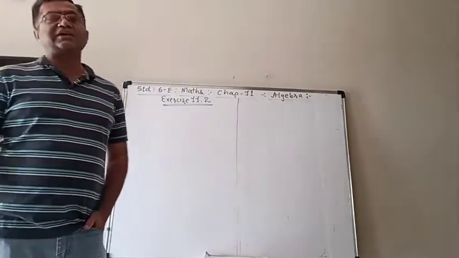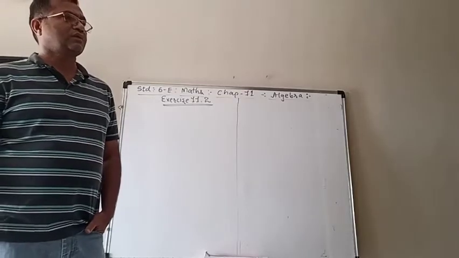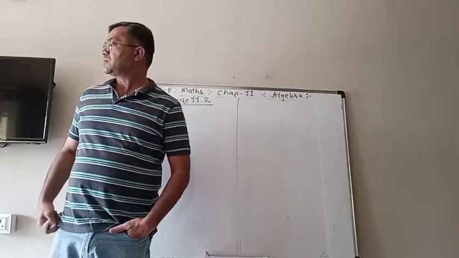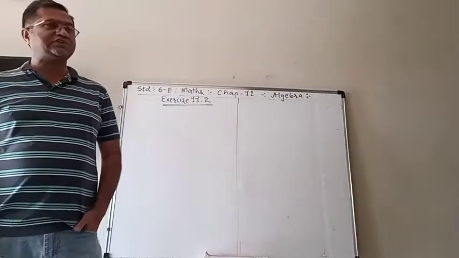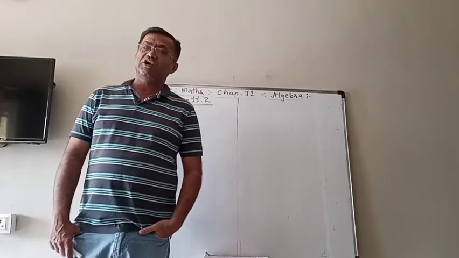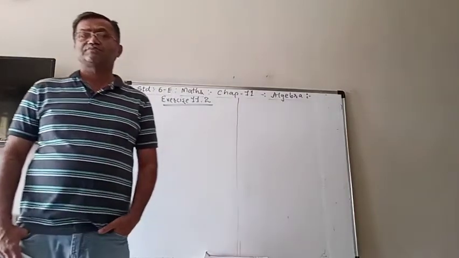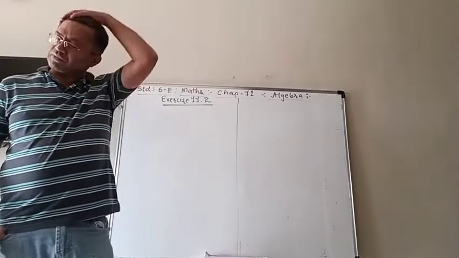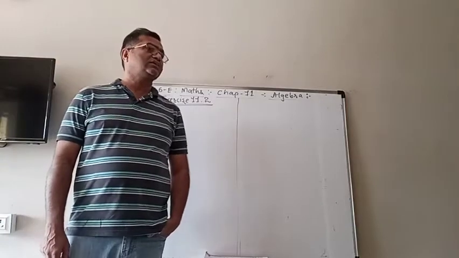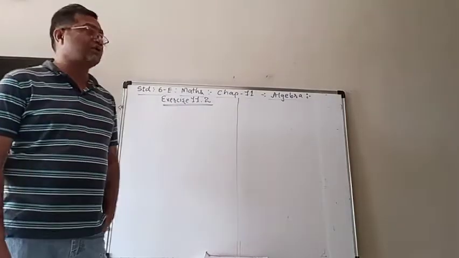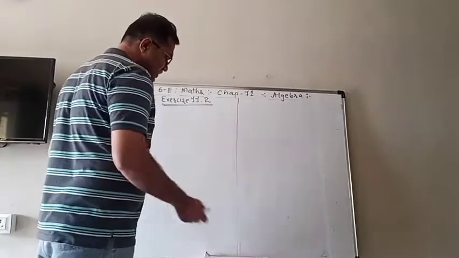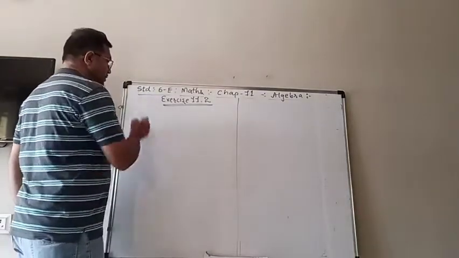Also we saw that in arithmetic we learn the numbers and their properties like associativity, commutativity, distributivity, etc. We also learn how to write that in terms of the letters, meaning the variables. So let us start exercise 11.2.